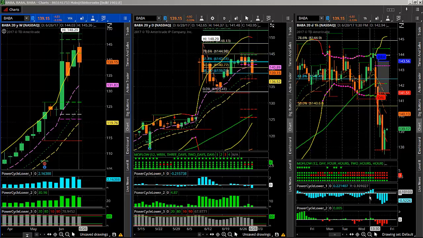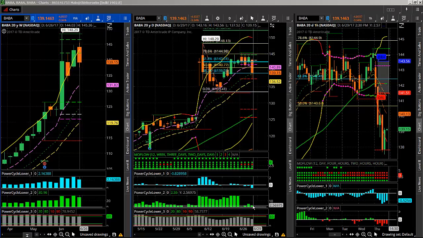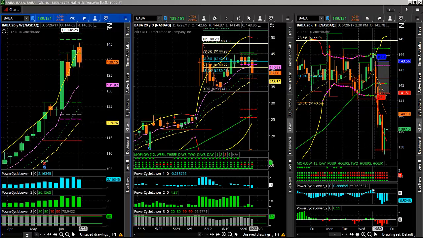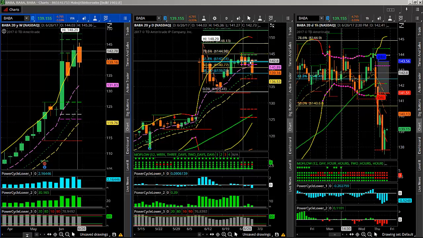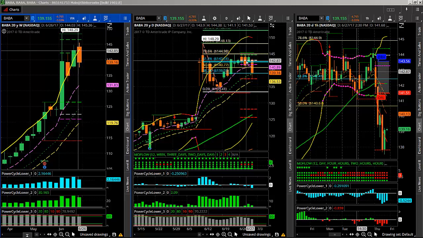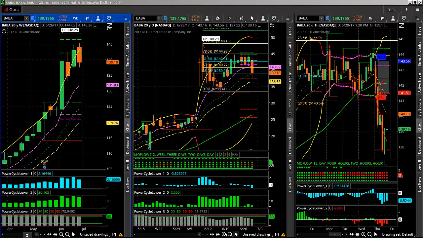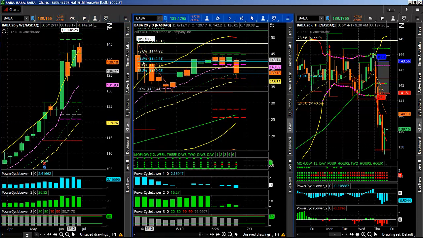So we had positive momentum, cycle 1 and 2 on the hourly. We had positive momentum on cycle 2 here with momentum here on the hourly. So we took a trade setup, and also you can see price had been consolidating here on Alibaba at the 618 retracement. So that's a key Fibonacci level right here.